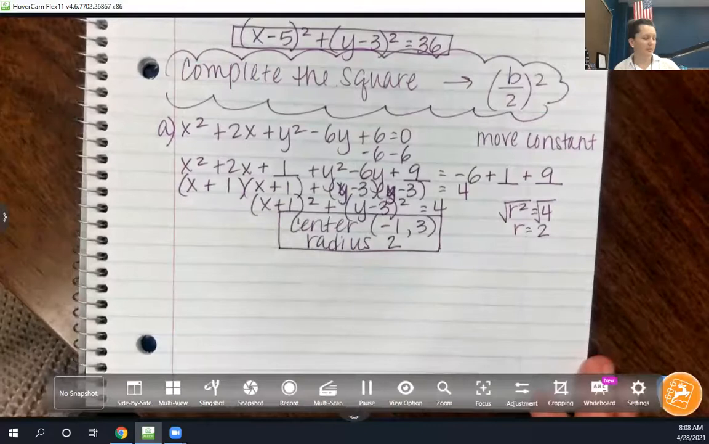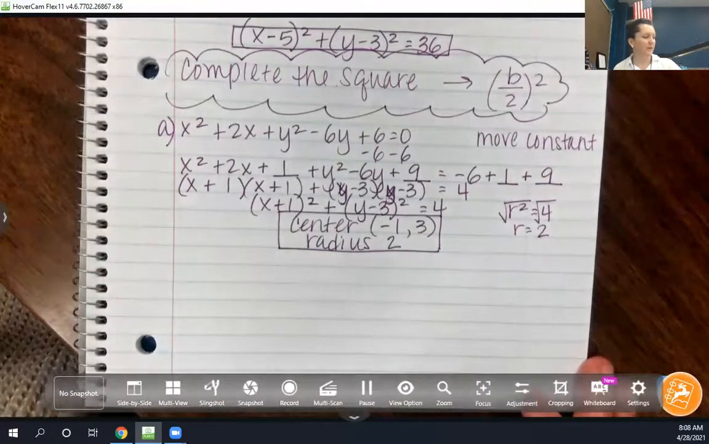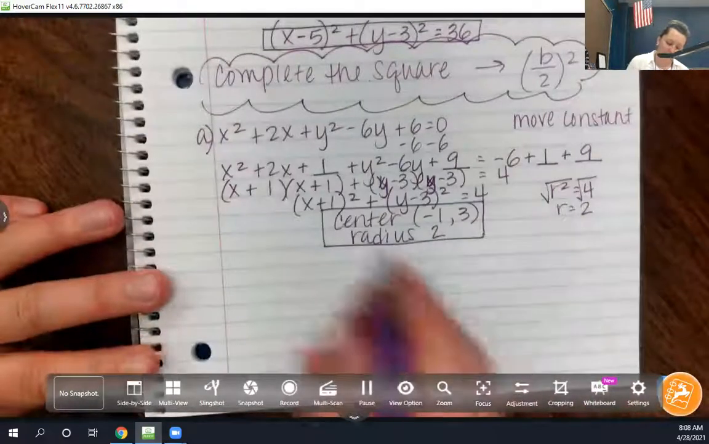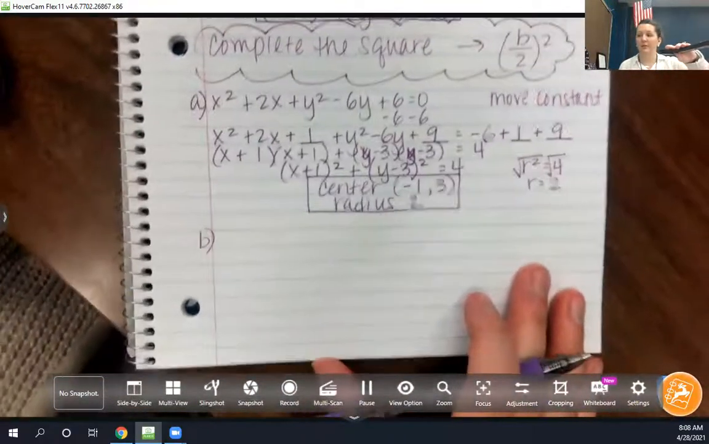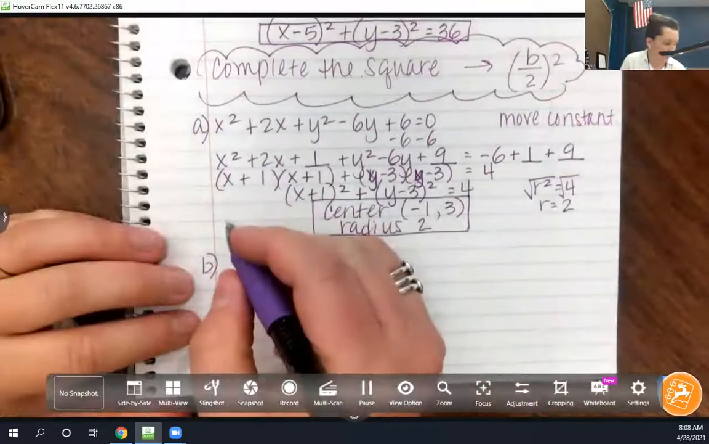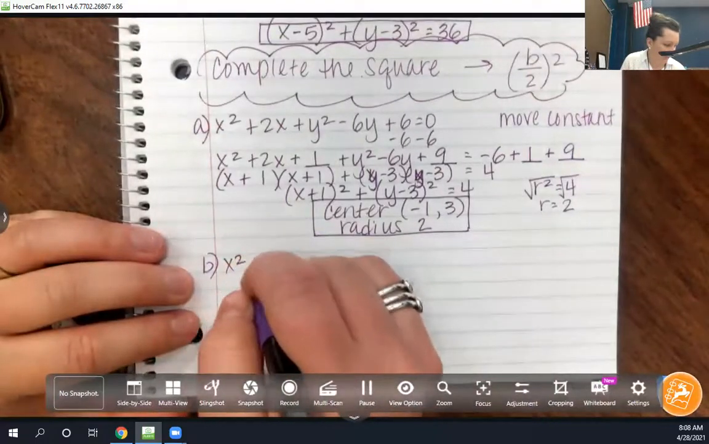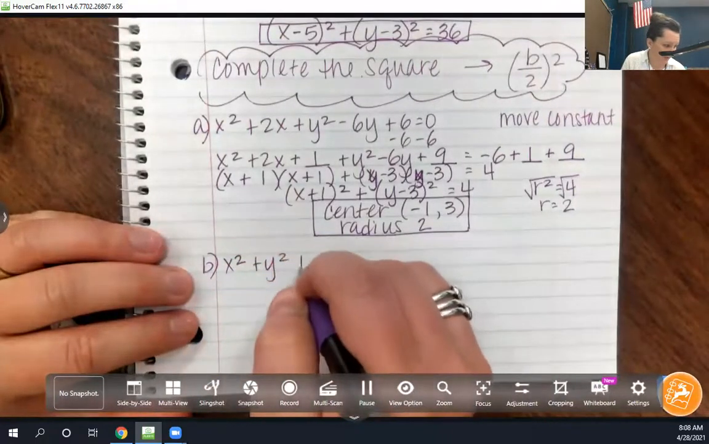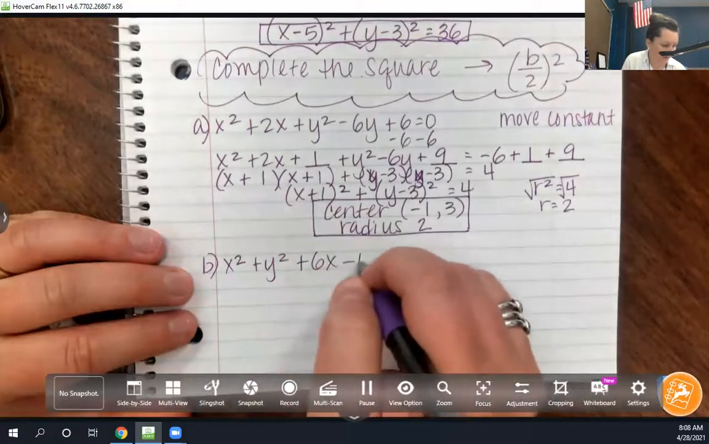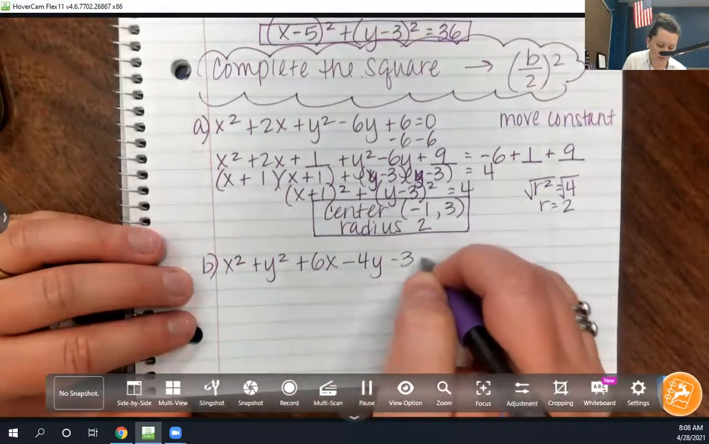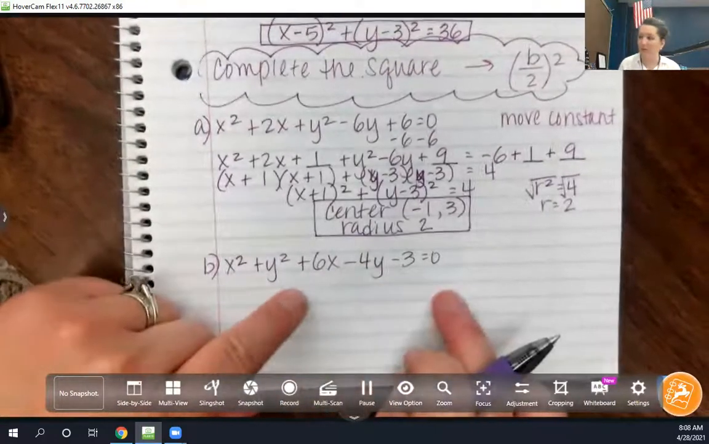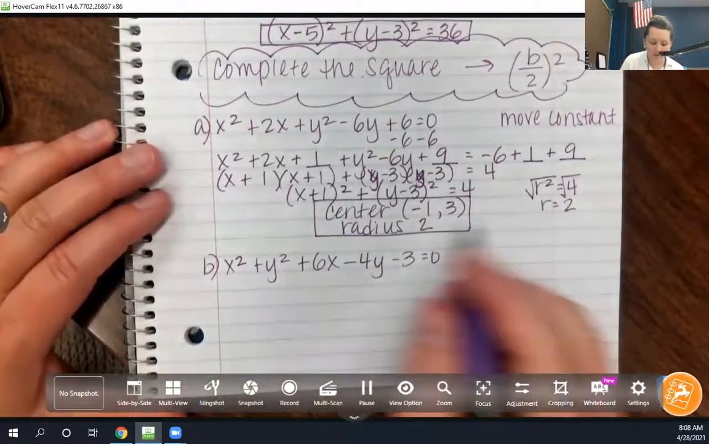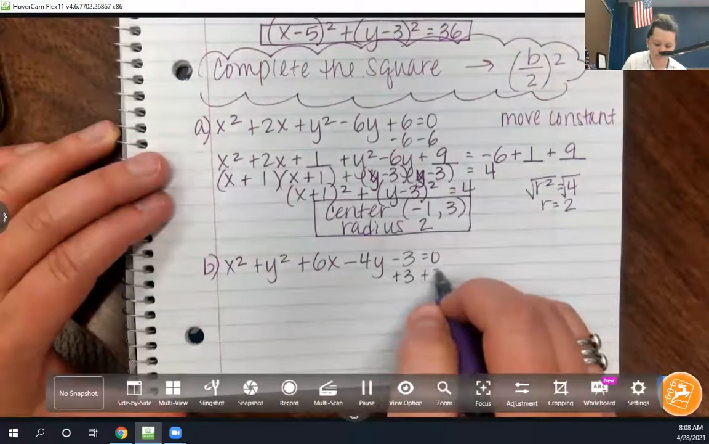All right, let's see if we can do another one. Here's letter B. And I'm going to leave the last one for us to do together in class. So we have x squared plus y squared plus 6x minus 4y minus 3. Looks like we're going to have to do some reconfiguring to put our x's together and our y's together, and we're going to move that 3 to the other side.